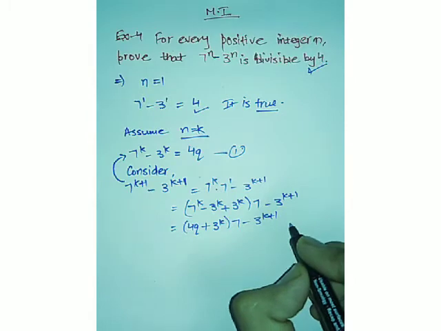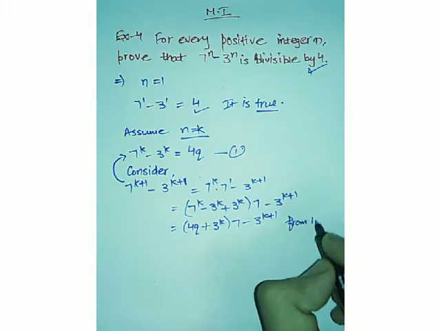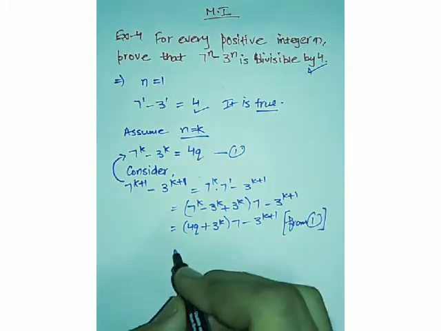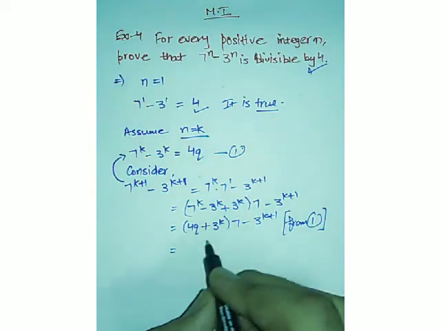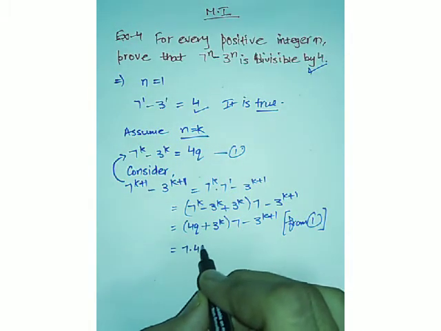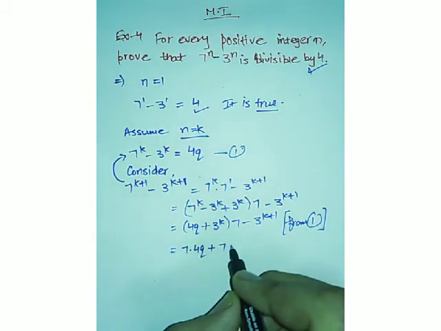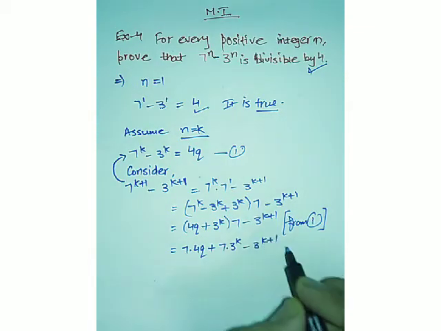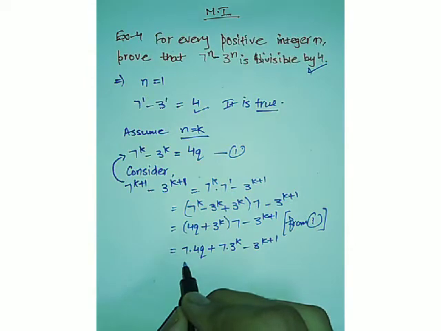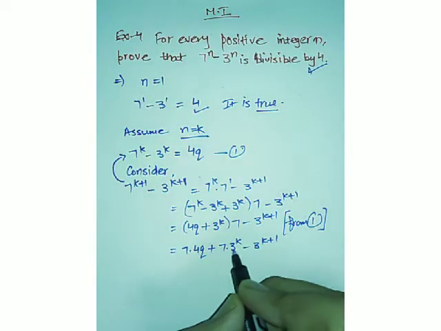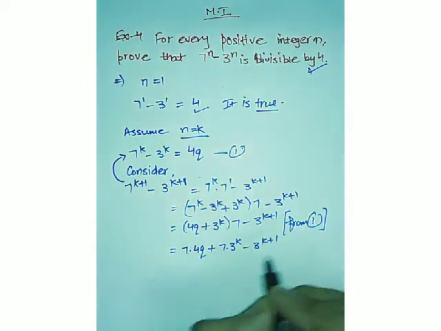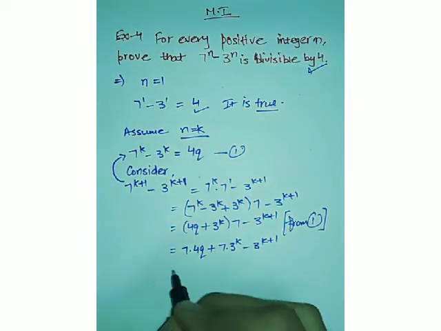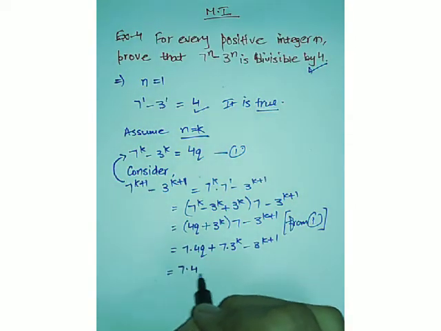From where have you got this? From the first equation. Now 4q, now multiply 7 inside. 7 multiply 4q plus 7 multiply 3 raised to power k minus 3 raised to power k plus 1, correct? Now you can take 4 common from the first term, but you have to make statements such that you can take out 4 common from these terms as well. So we will simplify it a bit.